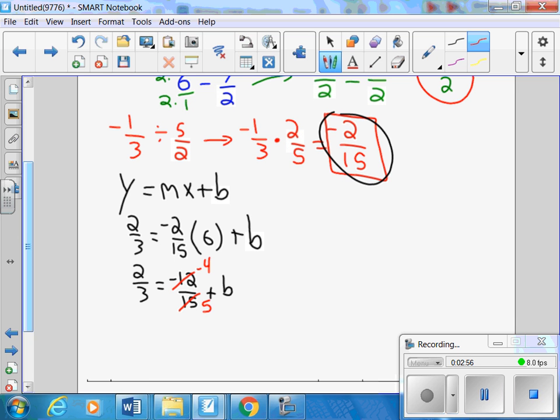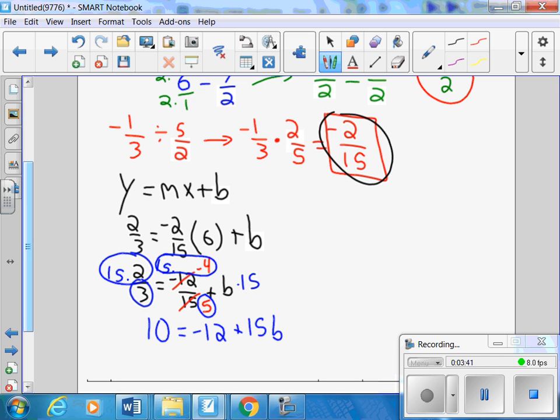And so now we have a fraction with a denominator of 3, and we have a fraction with a denominator of 5. If we want to get rid of the fractions, we need to multiply by 3 and 5, which would be multiplying by 15. So let's multiply by 15 here, here, and here. 15 times 2 is 30, divided by 3 is 10, equals 15 times negative 4 is negative 60, divided by 5. Negative 60 divided by 5 is negative 12, and then plus 15b.